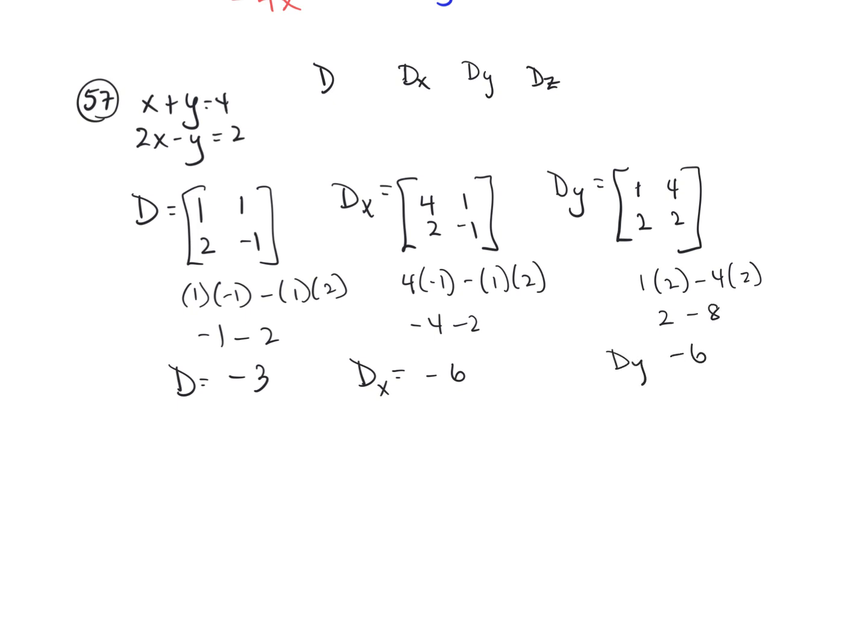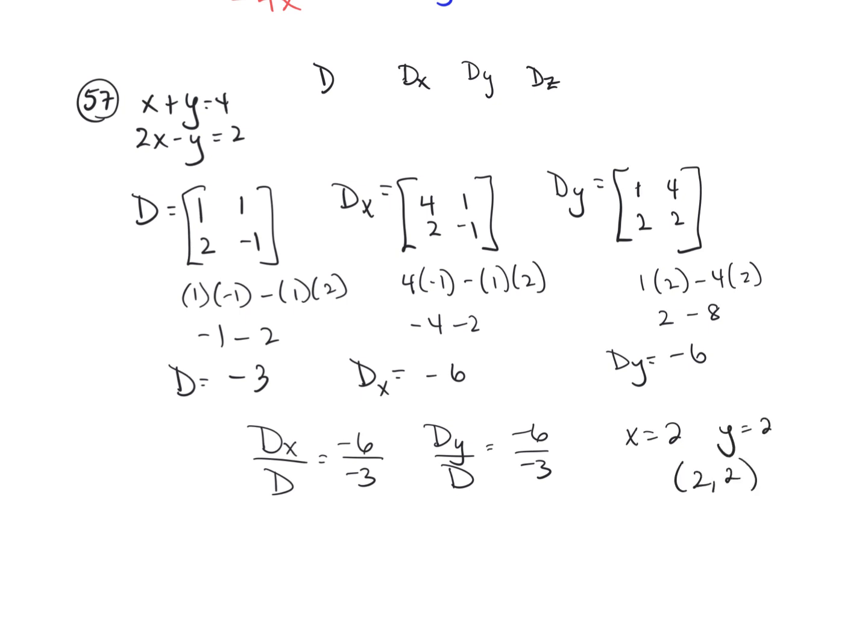Oh, very boring. All right, so how do we compute our variables using Cramer's rule? We will take our D sub whatever variable, and we will divide by our D. So that means we'll have negative 6 over negative 3, negative 6 over negative 3. So x is 2 and y is 2.